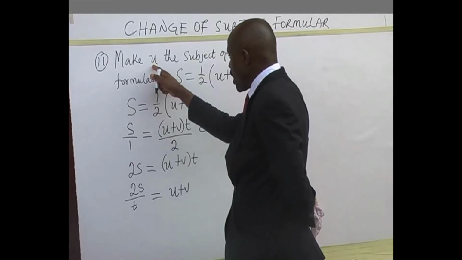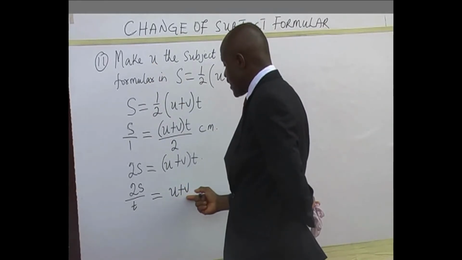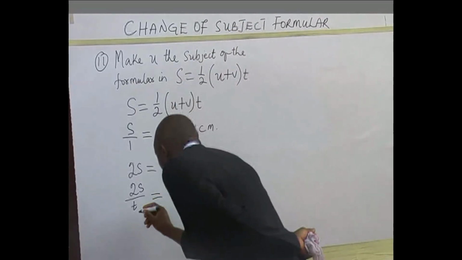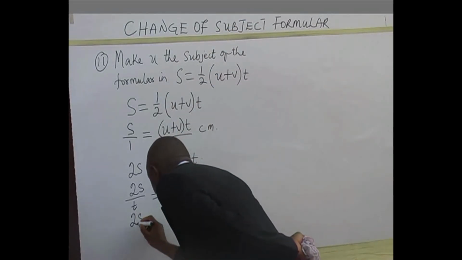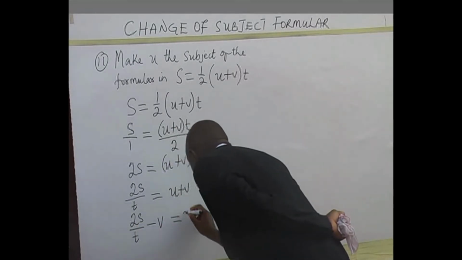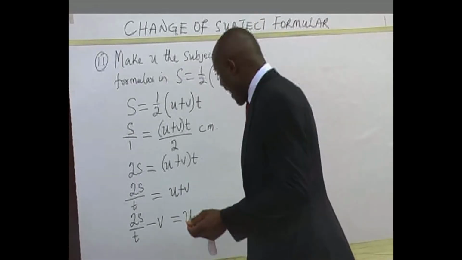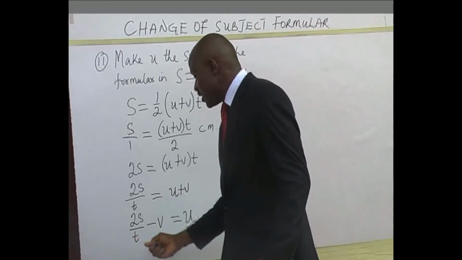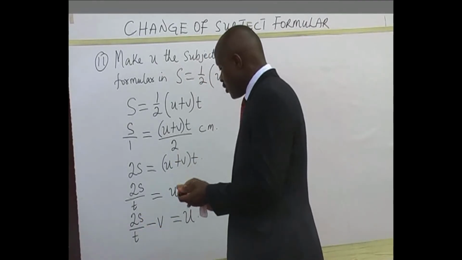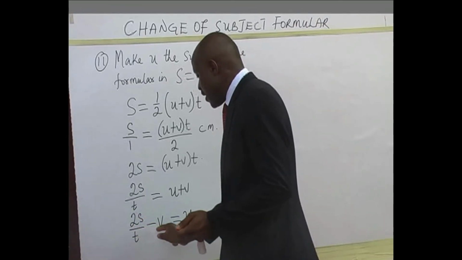The equation says you should make u the subject formula. So in order to have only u in the right-hand side of the equation, subtract both sides by v. So you are going to have the left-hand side 2s all over t minus v will now be equal to u. And that is the end of the equation. If you like, you can write u in the left-hand side is equal to 2s all over t minus v in the right-hand side.